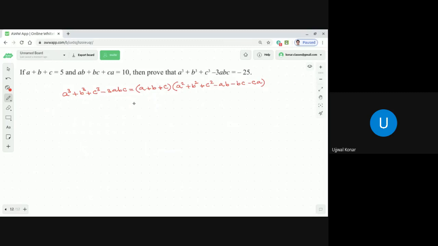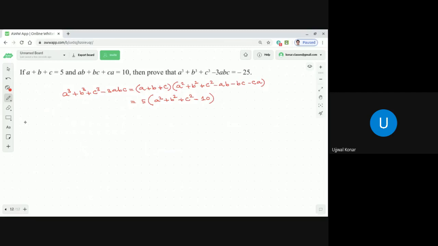So what is a plus b plus c? A plus b plus c is already given as 5. Then what we are getting? A square plus b square plus c square minus of ab plus bc plus ca, which is 10. We get this thing. Kalpita, is this clear? Yes, sir. And after that, can't you express a square plus b square plus c square in terms of a plus b plus c and ab, bc, ca?